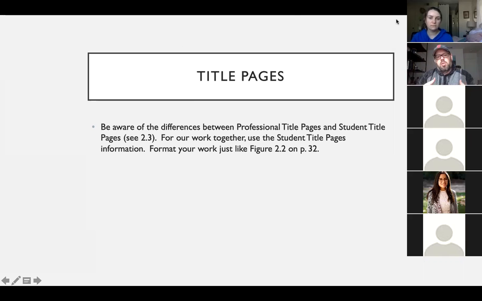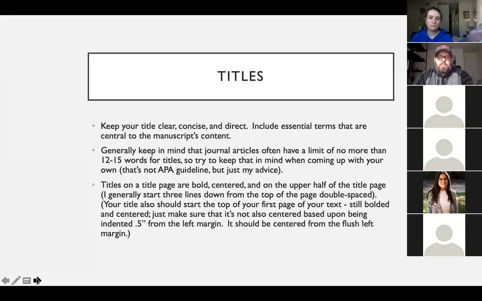If you want to download it from the web page, you can download it to your personal computer, and you can just update that for all of the assignments that you use. But essentially, that is the information that would be required on most of the assignments for your classes within our program. And so again, you will want to format your work just like in that sample template, but also in figure 2.2 on page 32 of the manual.